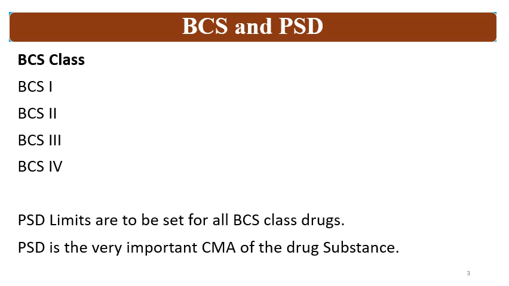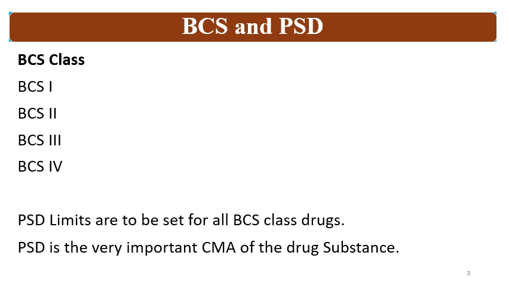There are four classes of drug substances based on BCS: BCS class 1, 2, 3 and 4. BCS class 1 involves the drug substances which have high solubility and high permeability. BCS class 2 drug molecules have low solubility but high permeability. BCS class 3 drug substances are highly soluble but low permeable, and BCS class 4 molecules or drug substances are low soluble and low permeable.